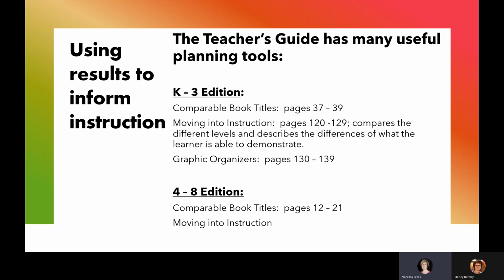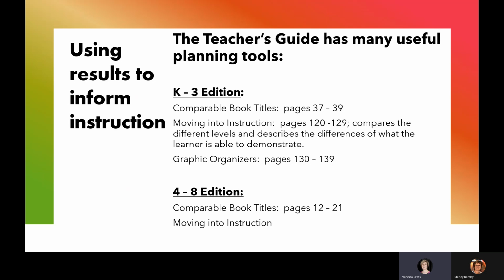So just highlighting a few things. These were mentioned as tips and tricks from the past, as to key page numbers in our teacher's guide that you may want to dig into as you're engaged in your classroom planning. In the K-3 edition, there's the comparable book titles section on pages 37 through 39 that becomes really helpful in looking for other texts that will support the students. There's the moving into instruction pieces on pages 120 to 129, which looks at the different levels and describes the differences of what learners are able to demonstrate.